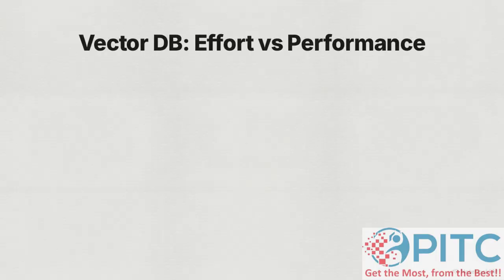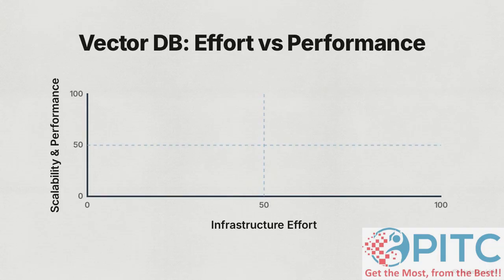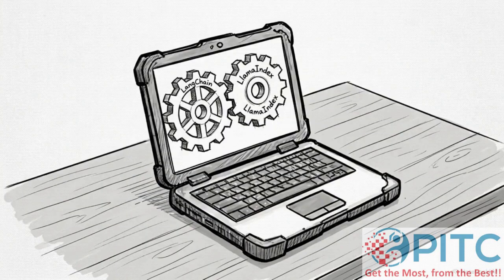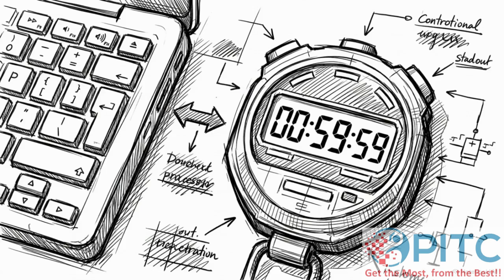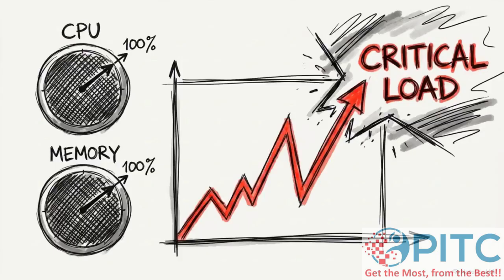This quadrant chart maps the vector database market based on a primary trade-off: the infrastructure effort required to run the tool versus its scalability and performance. If you are a prototyper trying to validate an idea quickly, ChromaDB is your entry point. It operates entirely locally and integrates seamlessly with frameworks like LangChain and LlamaIndex. You can have a working prototype running on your laptop in under an hour. However, Chroma lacks the complex architectural features required to handle heavy production traffic.